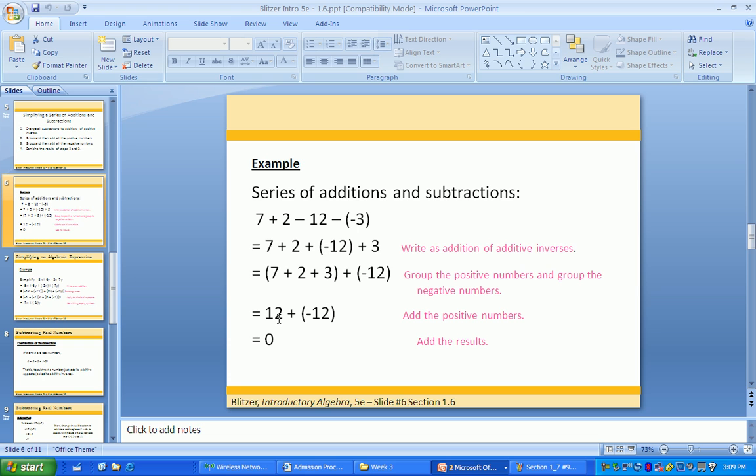We know how to perform this operation as well. We start at positive 12 on the right side of our number line. When we add a negative 12, we go to the left 12 places and we end up at 0. So this example shows us how to perform all the operations that we'll be working with in this chapter.